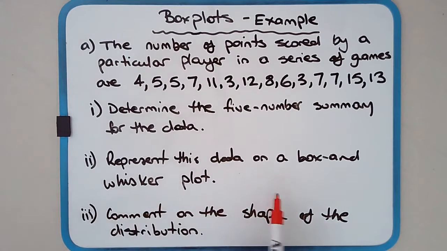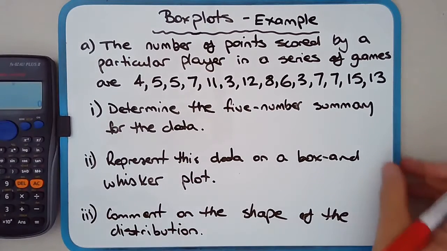Then we're going to draw the box and whisker plot, and this is, I think, where you really need to pay very special attention, especially to the whole bit about drawing it to scale. Very, very important. Now we're going to comment on the shape of the distribution, based on the box and whisker plot. What do you think? Negatively skewed, positively skewed, or symmetrical? All right. Okay, so let's start.